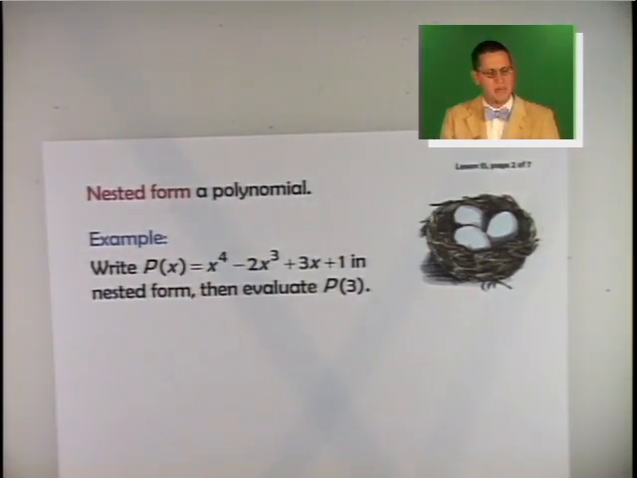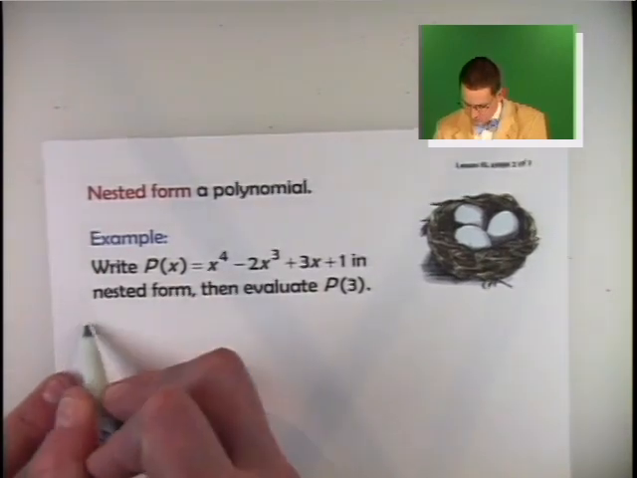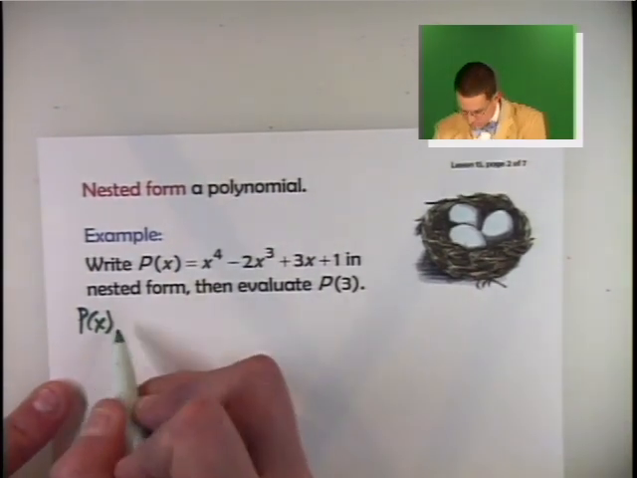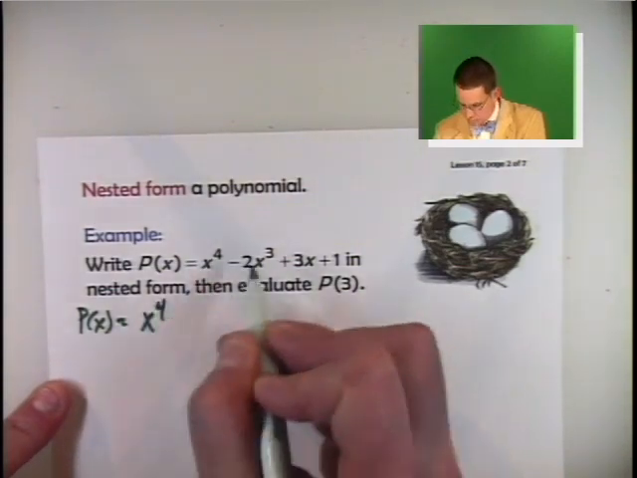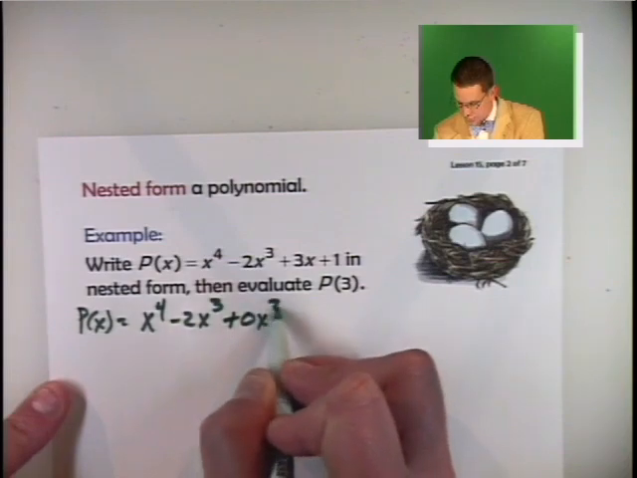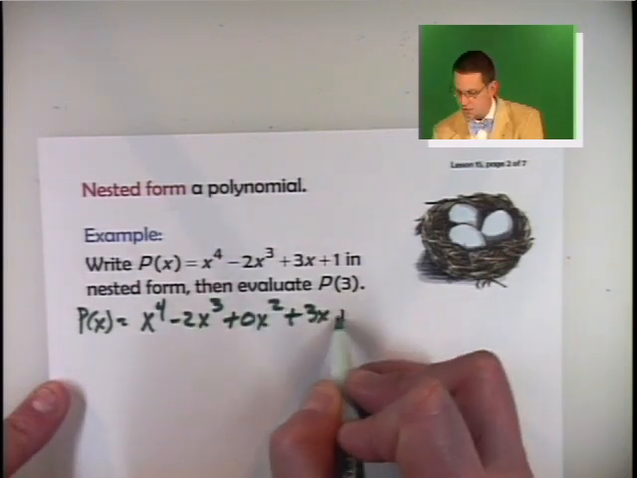This is kind of going to give us an idea of where the synthetic division comes from. I mean, who thought up that process? Well, it comes from the nested form. Nested form is basically grouping together all of your terms that have an x in them. Now I'm going to rewrite it, and I'm going to put a placeholder for my missing x squared term. So that'll be plus 0x squared plus 3x plus 1.